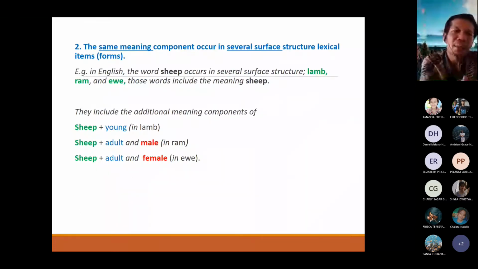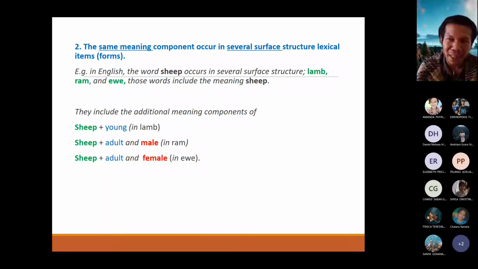And why do I have to study about the language in translation? Because we study about the meaning. And the second one, the same meaning component occurs in several surface structural lexical items. For example, sheep in English, there are so many. In Bahasa Indonesia we only translate into sapi.